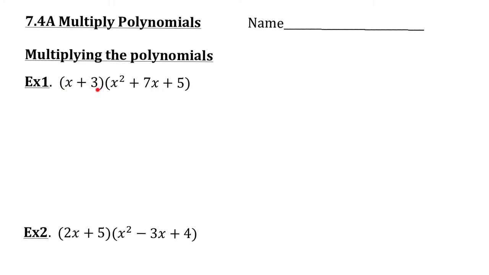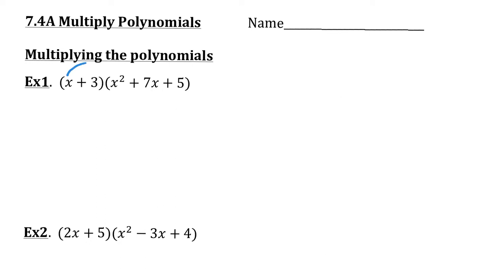So I'm going to multiply x plus 3 times x squared plus 7x plus 5 in example 1. I'm going to distribute for the first one, and then I'll do box for the second one. If I'm distributing, remember I just distribute the first thing times everything in the second parenthesis, and then I do the second term by everything in the parenthesis, and I'm still going to combine my like terms. It's the same process as before.